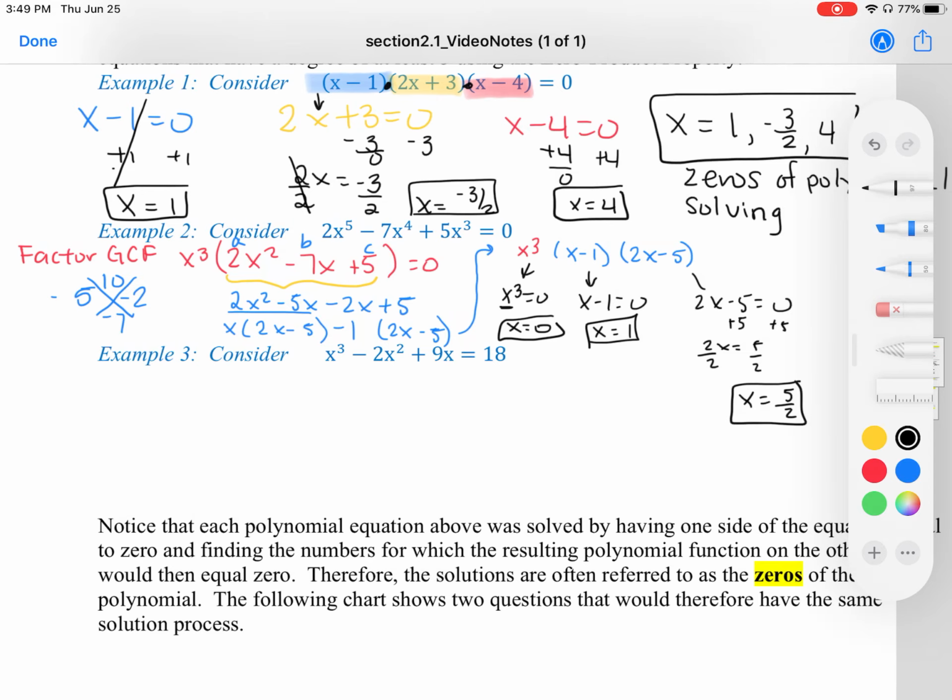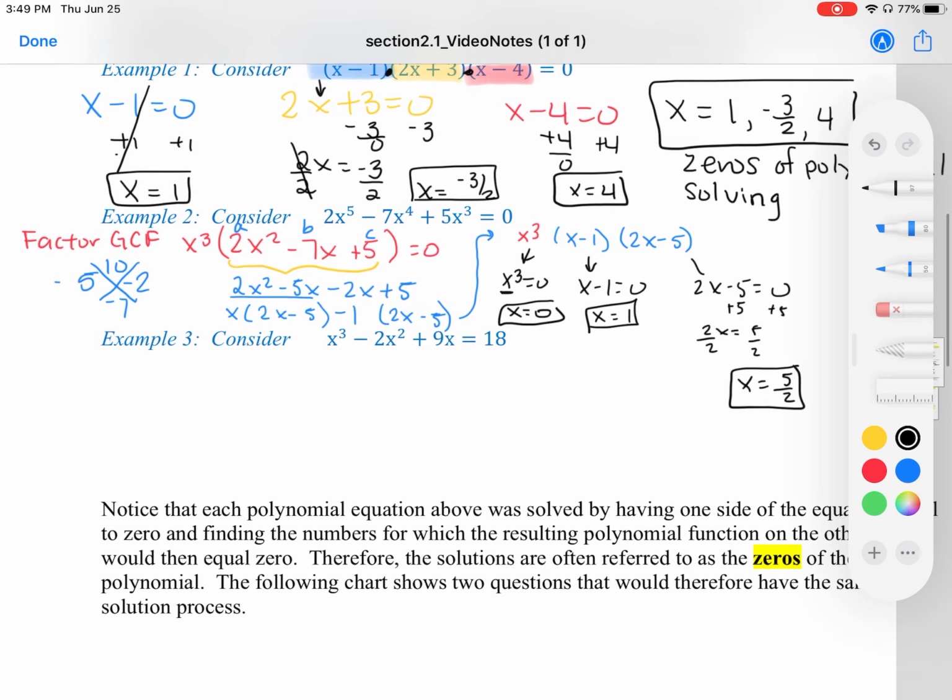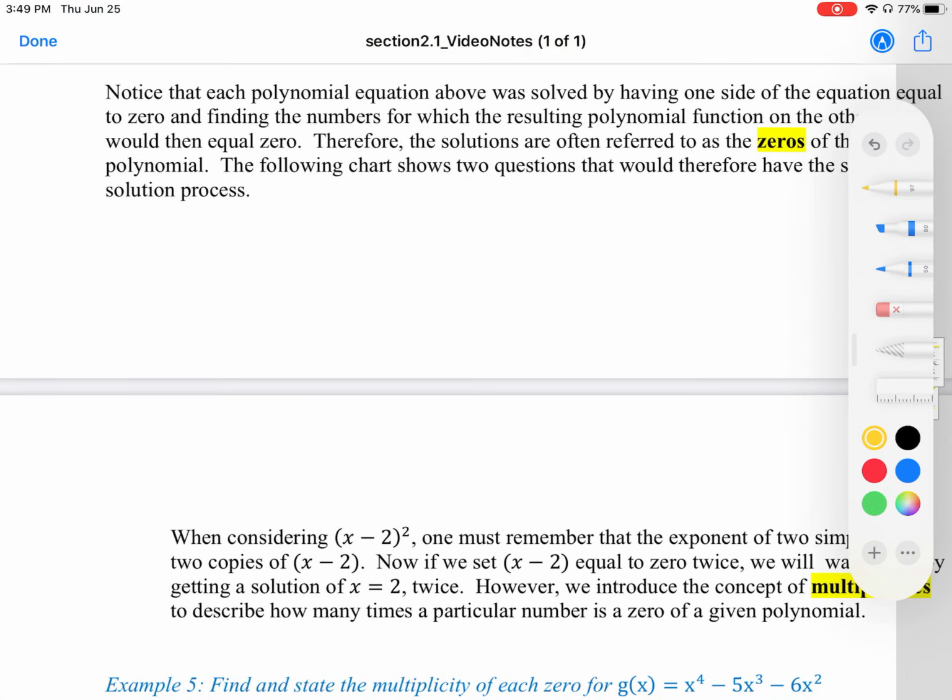All right. I trust you can do the next problem. Just make sure before you start that you move the 18 over. It needs to be set equal to 0. So that we have x cubed minus 2x squared plus 9x minus 18 is equal to 0. Then you can go ahead and continue. Now here, because we have 4 terms, you can start by grouping the first 2 and the last 2 just like we did above. See if that factoring method works. But the answer is in your notes.